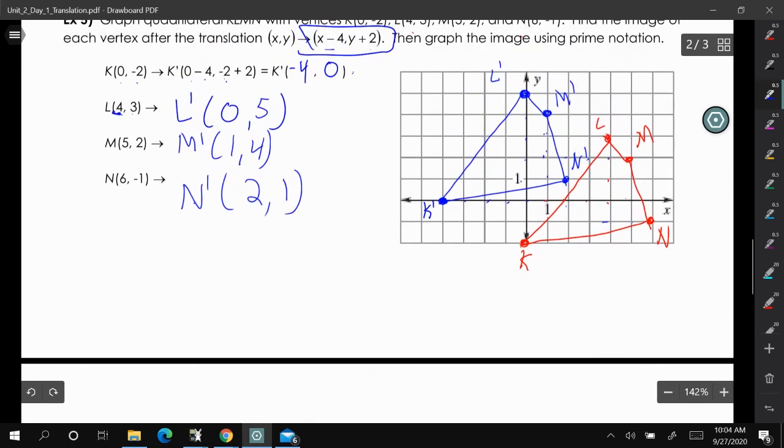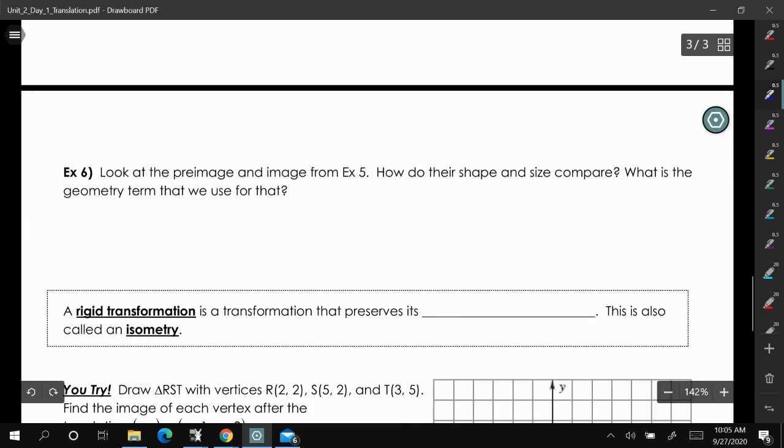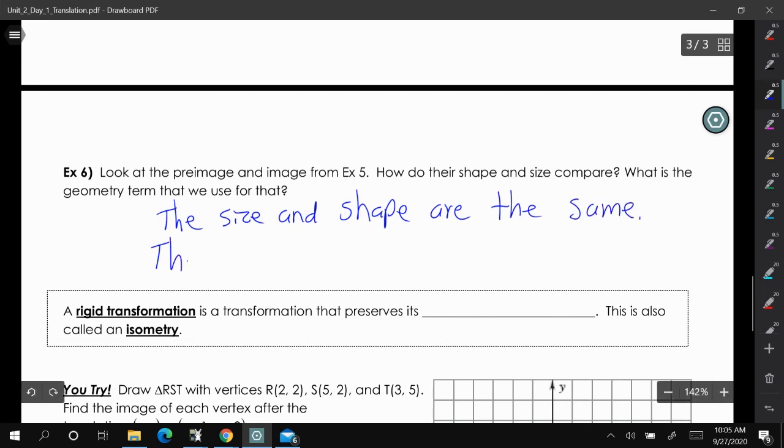Now, if we look at this, the pre-image and the image are the exact same size. Everything is the same about them. So the size and shape are the same. And in geometry, we call that congruent. They are congruent.